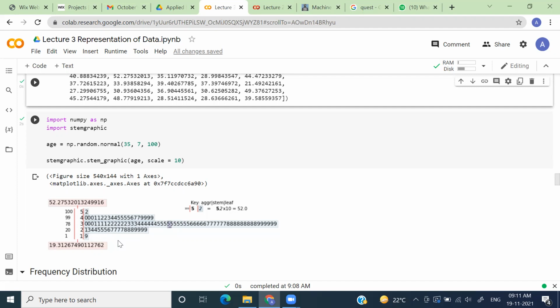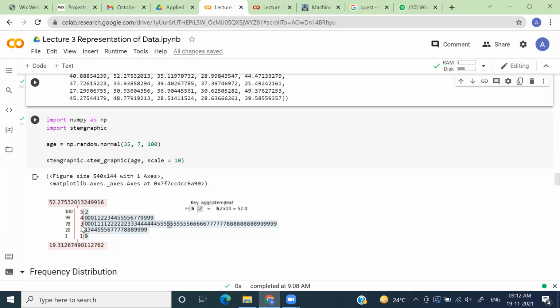Just 38. Yes, 38 is the right answer. I'm asking for the interval, like 0 to 10, 10 to 20, 20 to 30, like that. 70 to 80? Is that correct? No. See, here the answer is 30 to 40.